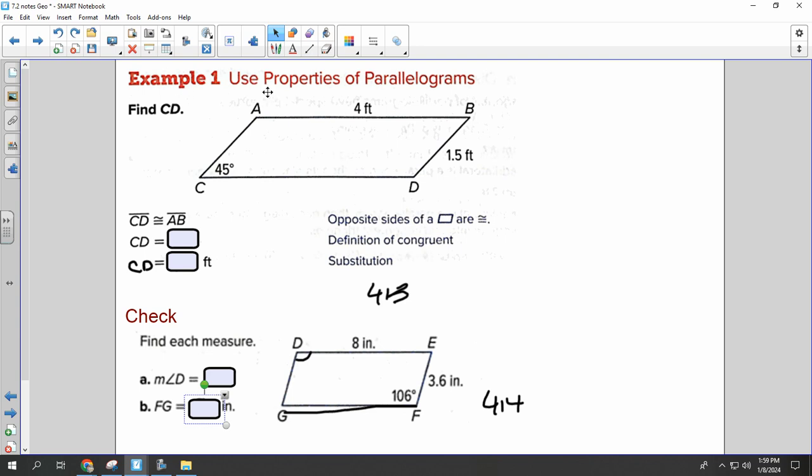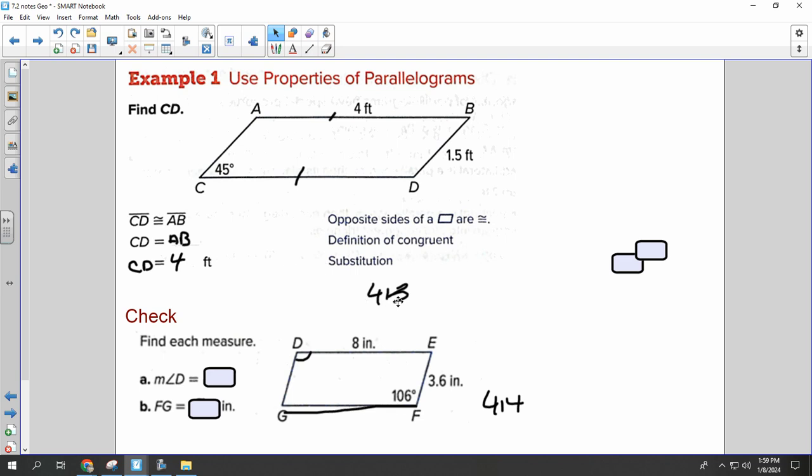In example 1, this is still on page 413, we're supposed to find CD. We want to find the length of CD. So we know that CD is congruent to AB. We know that the measure of AB is equal to the measure of CD. That's the definition of congruence. And then we can say, what is AB? AB is 4 feet. So CD must also be 4 feet.